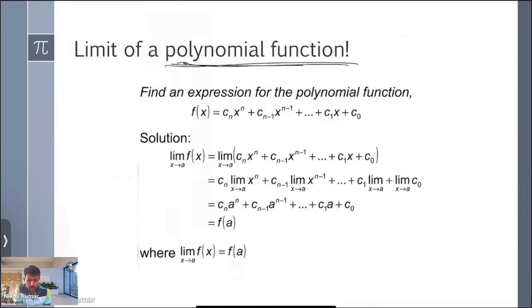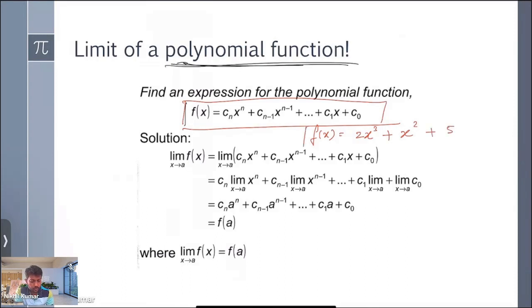So this is the general form of a polynomial function. If you want, you can take an example. Let's say 2x cube plus x square plus 5. Let's say as an example. What happens if we have to find out the limit of such functions?